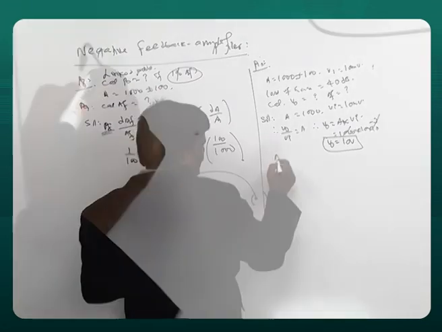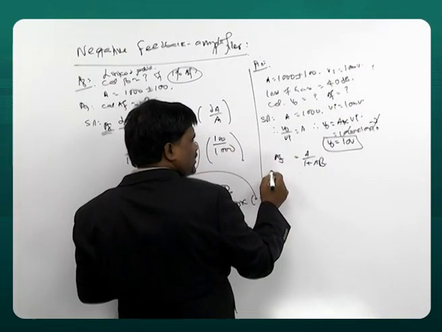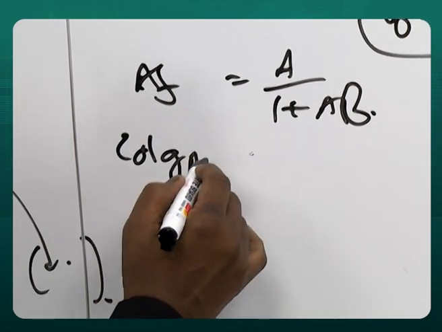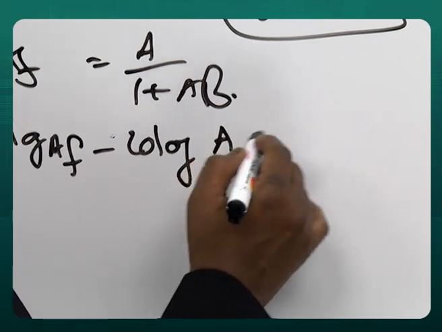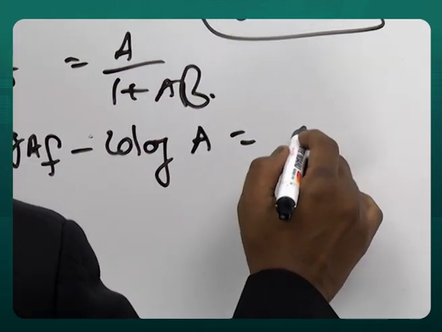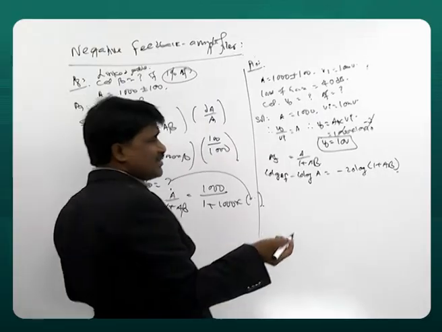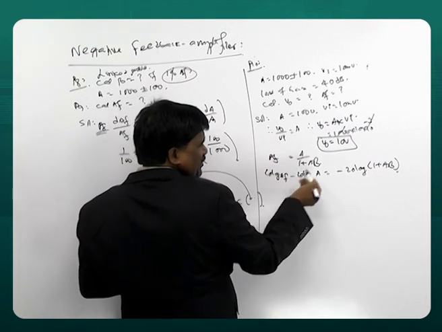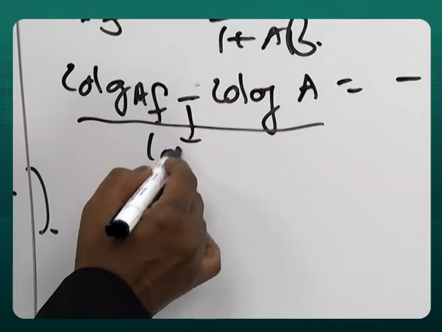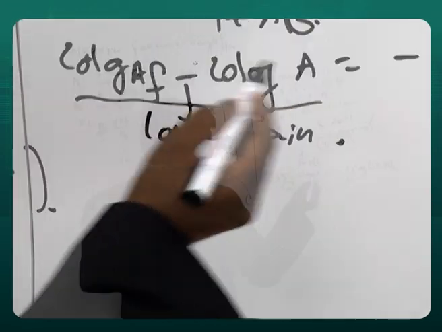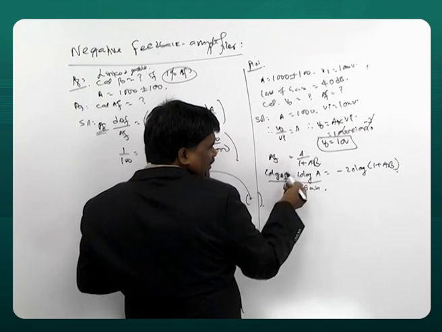Second answer is AF is A by 1 plus A beta. Take 20 log AF minus 20 log A is minus 20 log 1 plus A beta. What I mean is, this comes here, so negative, this is 1 by negative. This is called loss of gain. Why it is called loss of gain? Because AF is less than A, so negative.